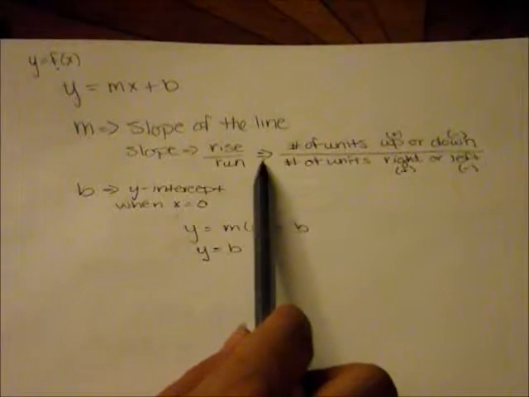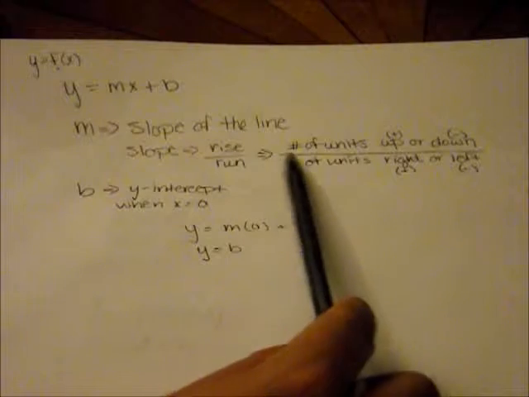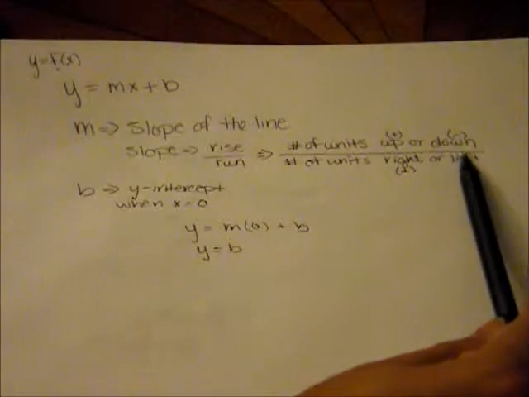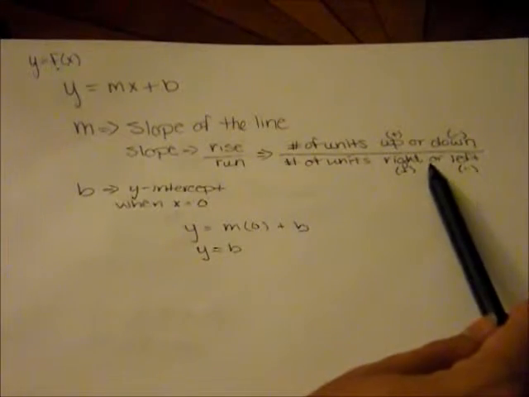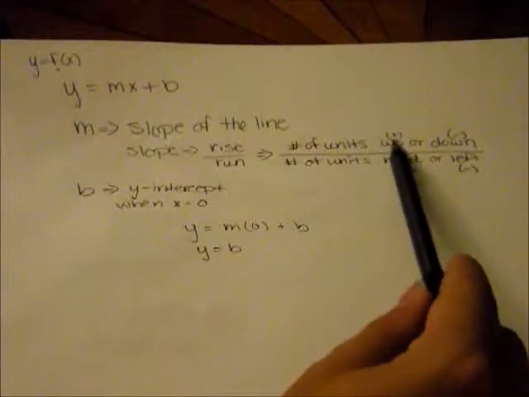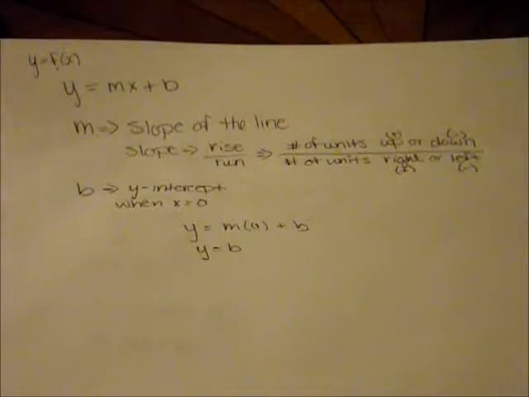Rise over run is, well, rise is the number of units up or down, depending on the given number for that given slope on that top part of that slope. And up is positive and down is negative. Run is kind of the same thing. It's the number of units right or left. Now, right is positive, left is negative.